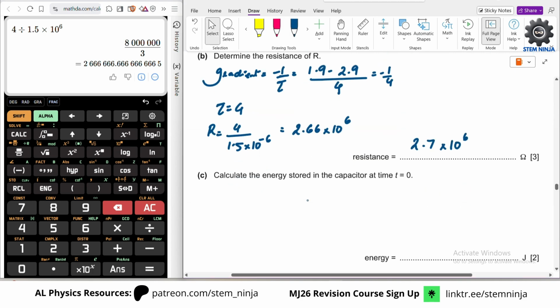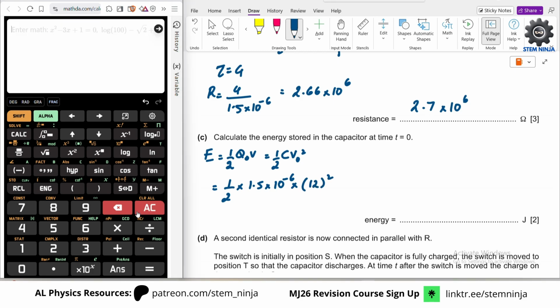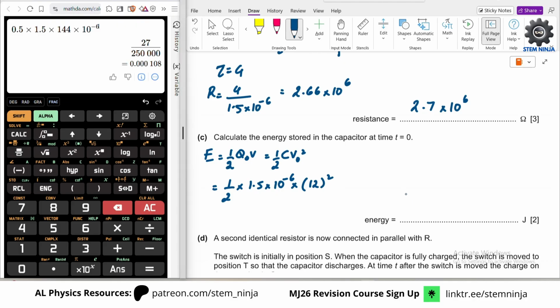Calculate the energy stored in the capacitor at time t equal to 0. That comes from the maximum energy, so half Q naught V or half C V naught squared. Either way, we know both of those things. So half, capacitance is 1.5 microfarad and V is 12 volts. So 0.5 times 1.5 times 144 times 10 raised to power minus 6.